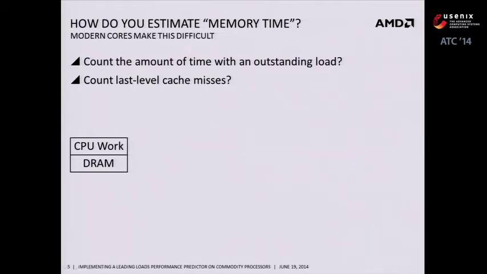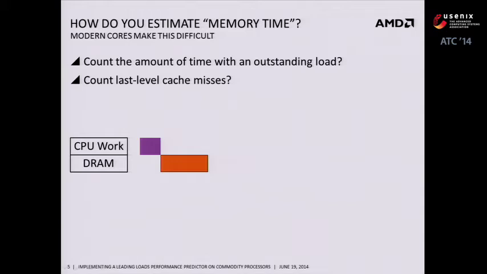But modern out-of-order microarchitectures make these inadequate for estimating the amount of time that you're stalled on memory. Let me illustrate an example of this. So in a modern core, maybe you run some application here, and you spend some amount of time working in the CPU, and then eventually you stall on memory. This is what I showed before.